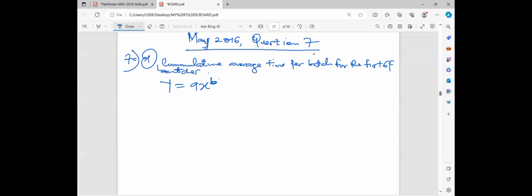Y is the cumulative average time per unit for all units made, and that is what we want to solve here. The question says cumulative average time per batch for the first 64 batches, so it's interpreting what y represents. And what is a? A is the time taken for the first unit. So from the question, let's look at the question.